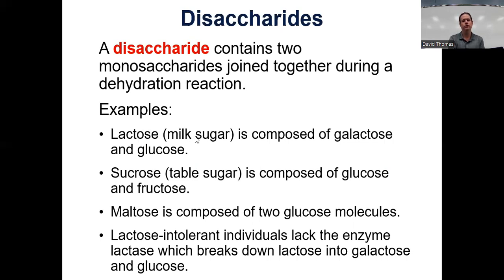Galactose and glucose are the sugar units that have to combine to form lactose. Well, your body has to be able to digest that and break those back down. And so some individuals have a little problem digesting and breaking down the lactose. What we normally call table sugar, that's sucrose, and it's basically a disaccharide of glucose and fructose.